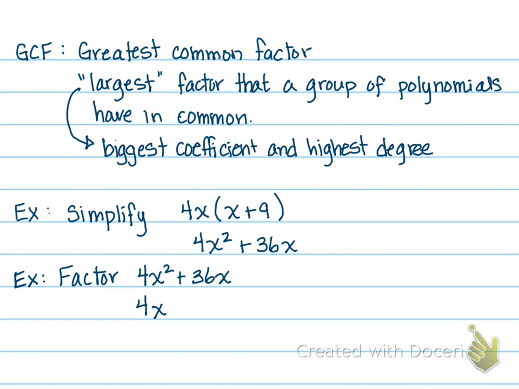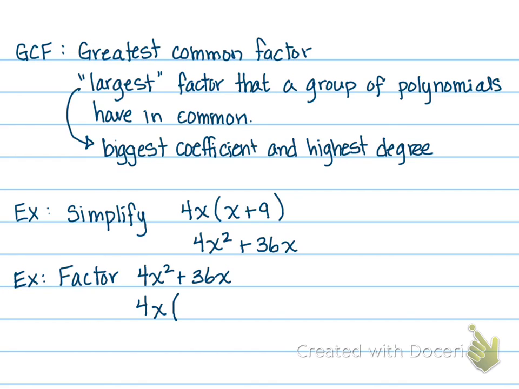So if I had like x to the 12th, x to the 9th, and x to the 7th, then the GCF would contain 7 factors of x. Because if I have 12 factors or 9 factors of x, then I have at least 7. So they have 7 factors in common.